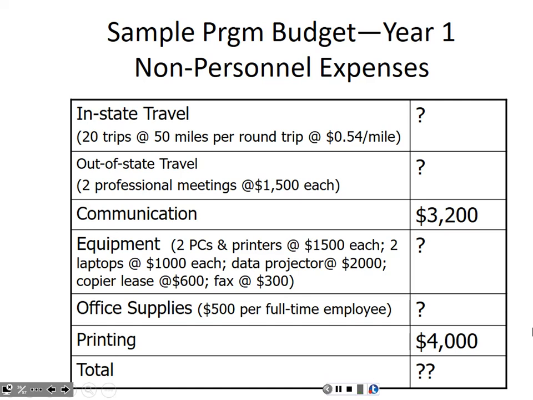Wait, I forgot what you said about the trips. Is that 20 trips for each person or just total? 20 trips total. For everyone. And for the full-time employees. It really doesn't matter. Oh, okay. 20 trips for everyone.